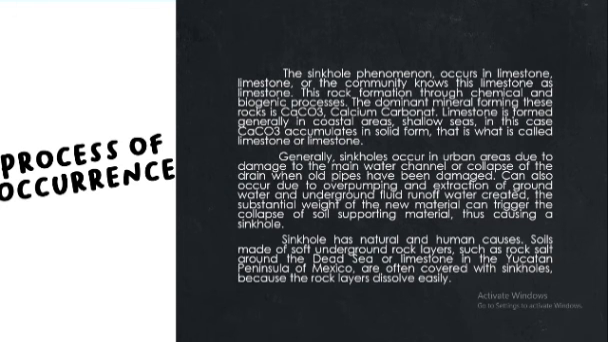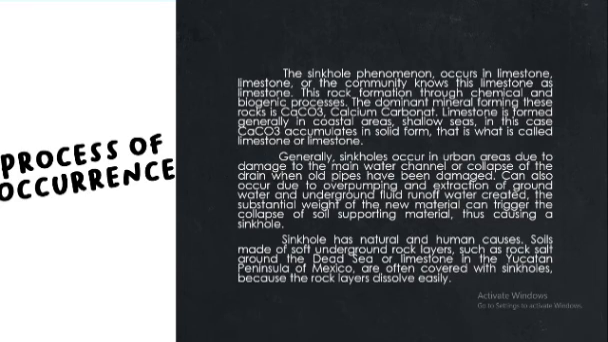Process of occurrence. The sinkhole phenomenon occurs in limestone. The community knows this rock as limestone. This rock forms through chemical and biogenic processes. The dominant mineral forming this rock is CaCO3, or calcium carbonate. Limestone is generally coarse grained. In this case, CaCO3 accumulates in solid form. That is what is called limestone.